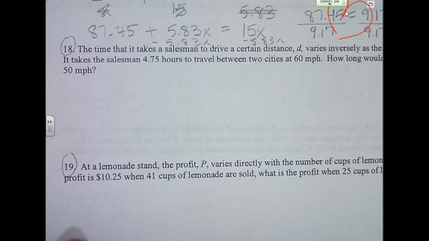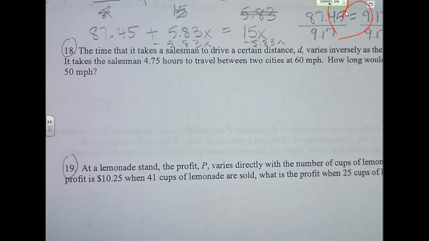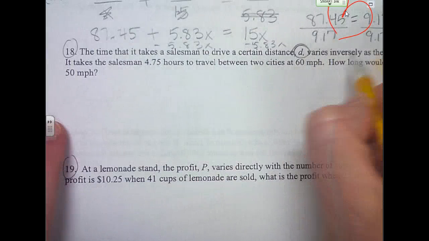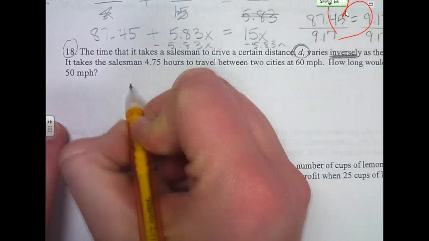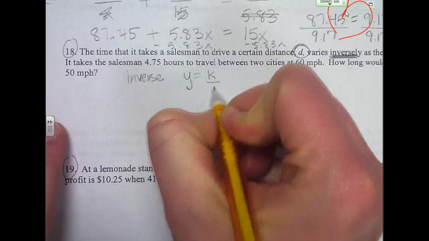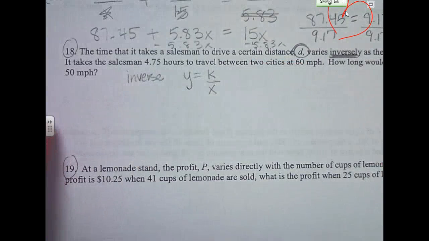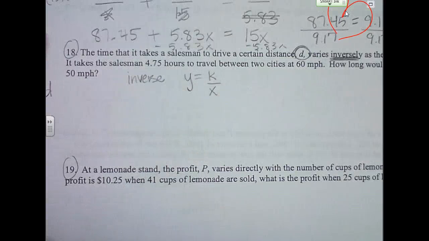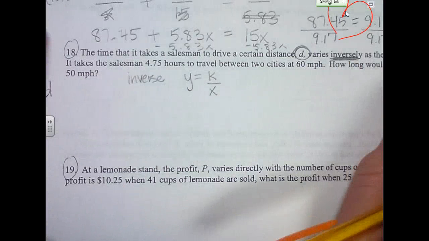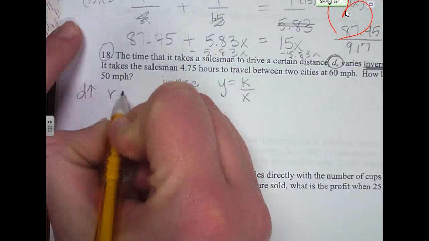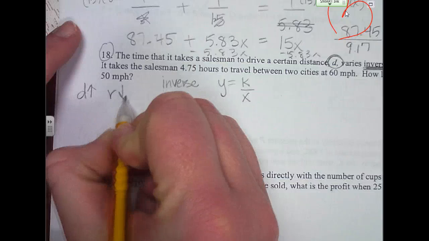Okay, so number 18 is on the board. I put inverse variation. So it says the time it takes a salesman to drive a certain distance, D, varies inversely. So for inverse variation, our equation is y equals k divided by x. So we have D, and then it says inversely as the average speed R, so D and R. As D goes up, R goes which way? Down.